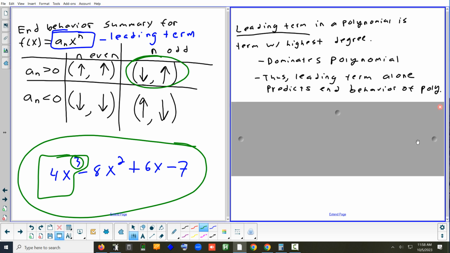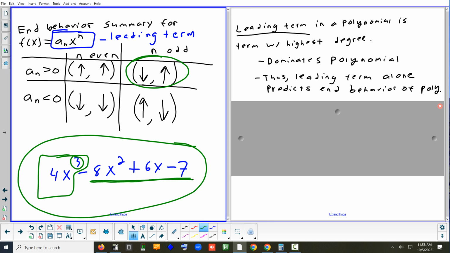And you might wonder, why don't these other terms make a difference? They're just not big enough. Cubing something is way more powerful than squaring it or multiplying it by 6. Imagine you plug in 10 for x. If you take 10 and cube it, you get 1,000, and then times 4 is 4,000. That's a pretty big term. If you plug in 10 here, what's 10 squared? 100 times 8, that's 800. But 800 compared to 4,000, 4,000 is way, way bigger.